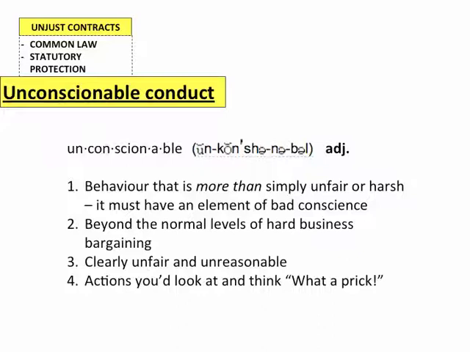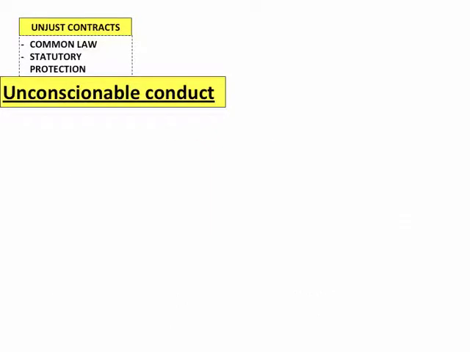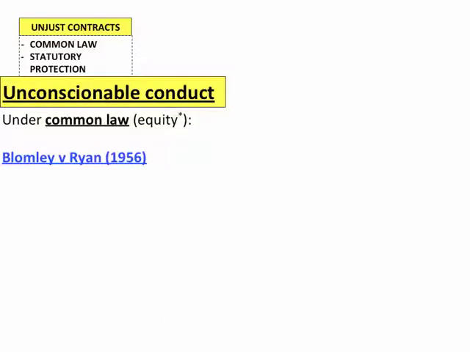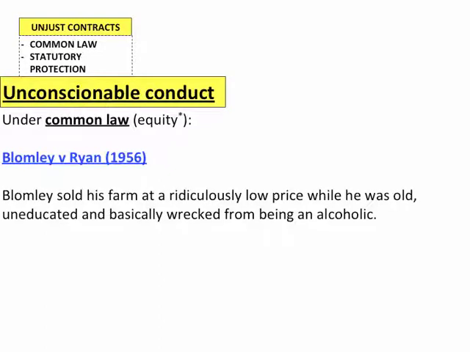All right, so we're going to look at unconscionable conduct under common law, equity technically, and then we look at how it went under the previous statute law and how it goes under the current statute law. So under common law, the case that all the markers are going to know is Blomley and Ryan. Blomley sold his farm at this ridiculously low price. The reason he did it, he was this old, uneducated, his brain was just wrecked, just smashed from being an alcoholic for years and years. He was convinced to sign the contract while he was in that state, while he was this old, uneducated, alcoholic brain.